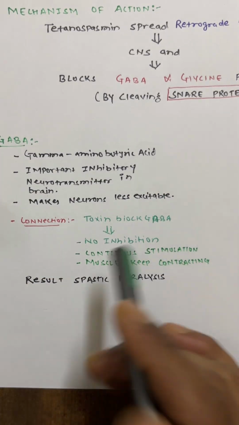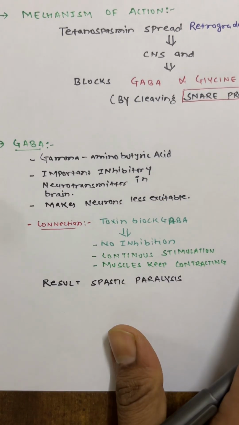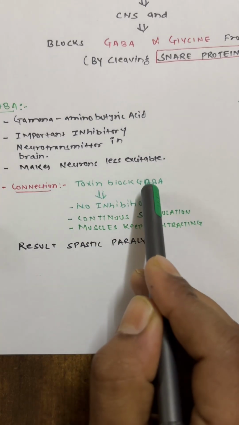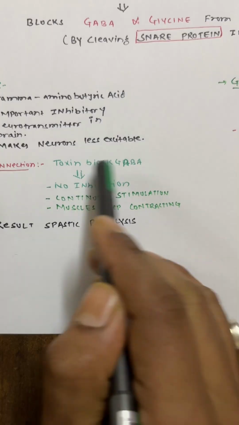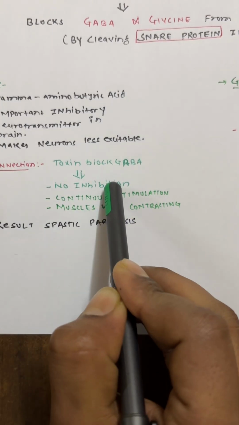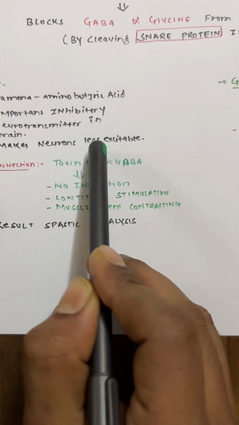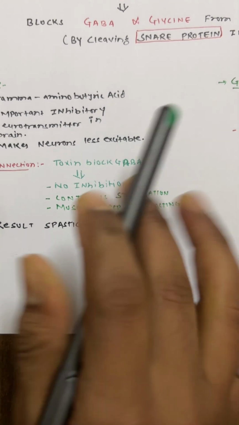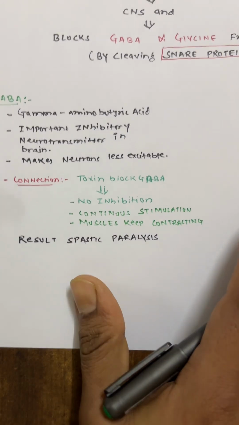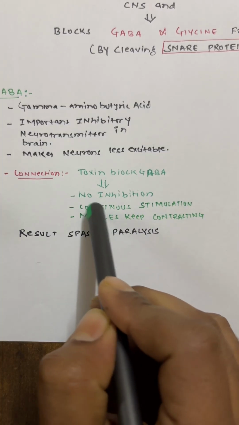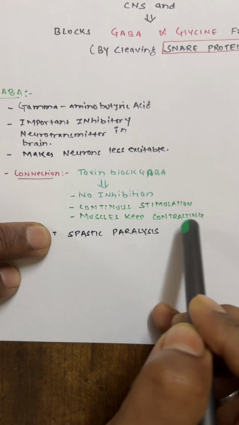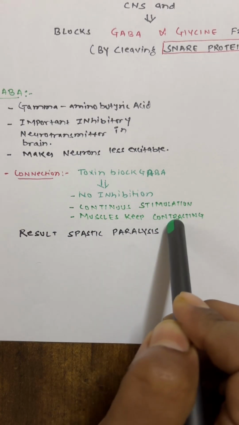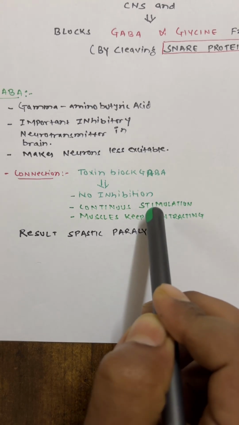Now let's connect how GABA correlates with tetanus. The toxin blocks GABA, so there will be no inhibition. Suppose the neuron is now more excitable, then no one is there to block the activity of this neuron because GABA is blocked. So the neuron will keep getting continuous stimulation, which results in muscle contraction. The muscle keeps contracting because no one is there to stop this stimulation.